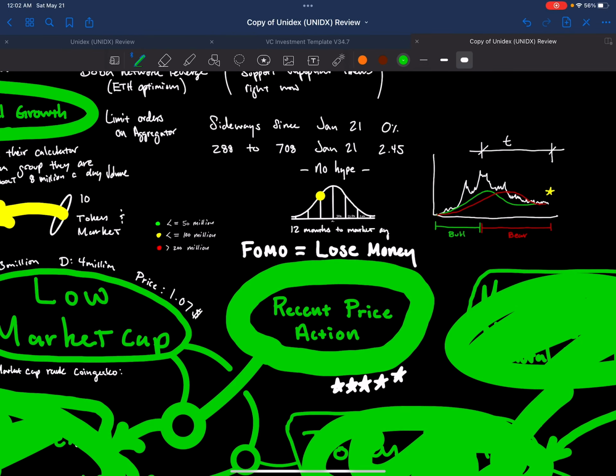As far as price action, it has been sideways since January 21. And the general crypto market has performed a 2.45x since January 21, so it has underperformed. It has experienced no hype. It has underperformed the average crypto, and it has experienced no hype.